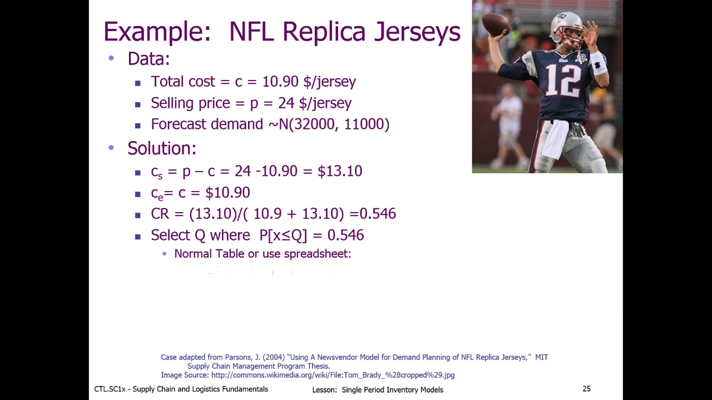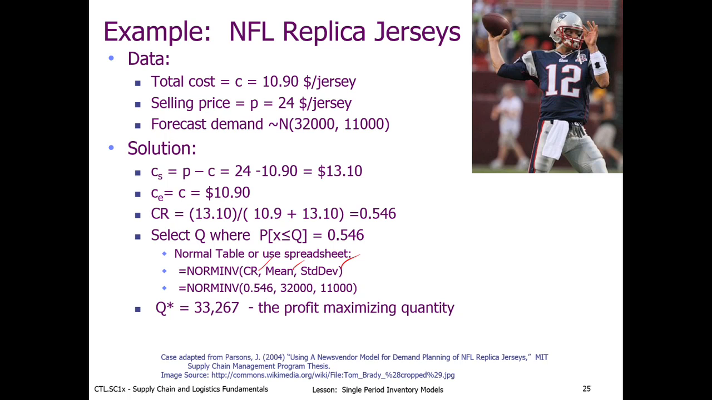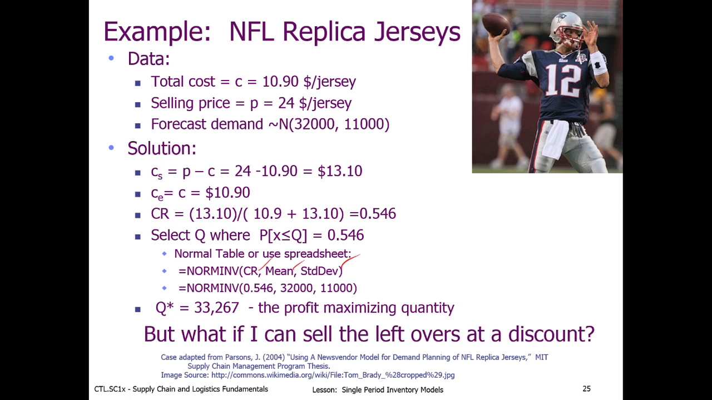I can also do this in Excel using this NORM.INV function that we've talked about previously with 3 input terms: the critical ratio, the mean of the distribution, the standard deviation of the distribution. And that will return the exact same value. This is the profit maximizing quantity, so that I would order the Q star that would maximize my total profit for that 8-week period. But what if I can sell those leftover jerseys at a discount?